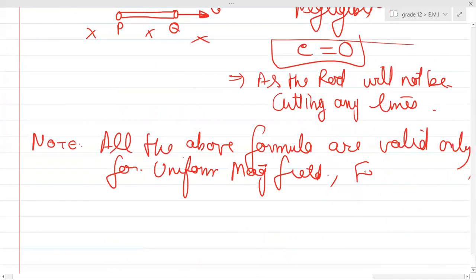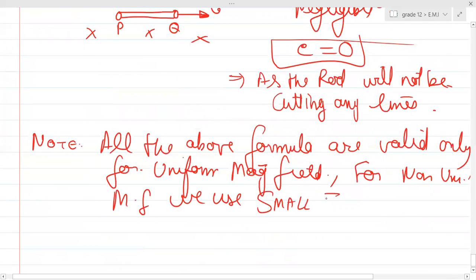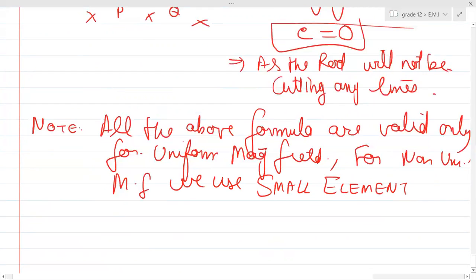For a non-uniform magnetic field, how will we do it? We use the small element method. So let's do a question based on that.